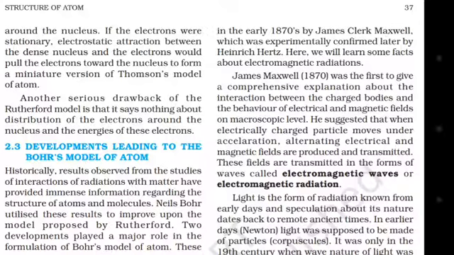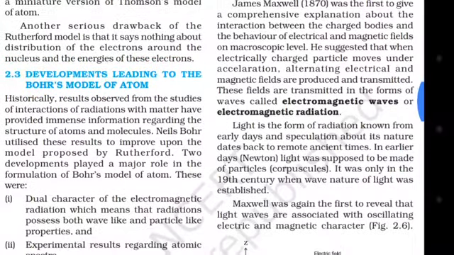Here we will learn some facts about electromagnetic radiations. James Maxwell in 1870 was the first to give a comprehensive explanation about the interaction between charged bodies and the behavior of the electrical and magnetic fields on a microscopic level. He suggested that when an electrically charged particle moves under acceleration, alternating electric and magnetic fields are produced and transmitted. These fields are transmitted in the form of waves called electromagnetic waves or electromagnetic radiation.